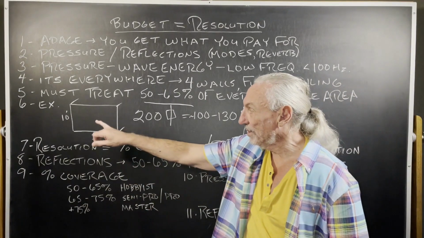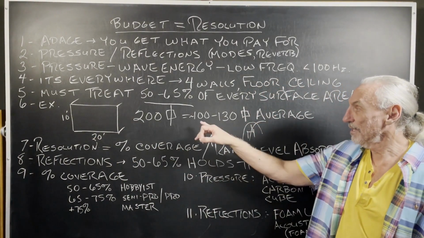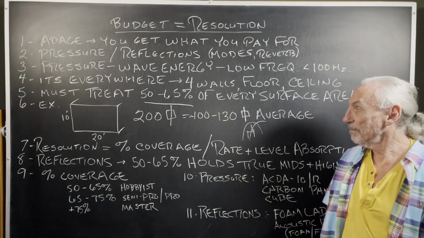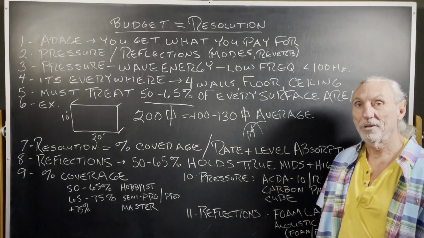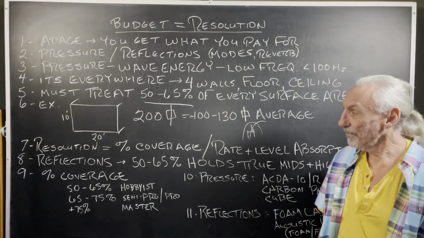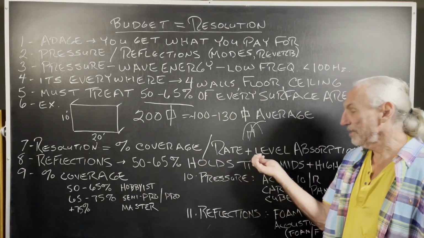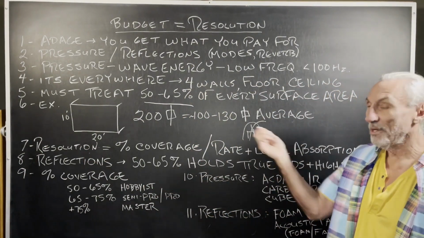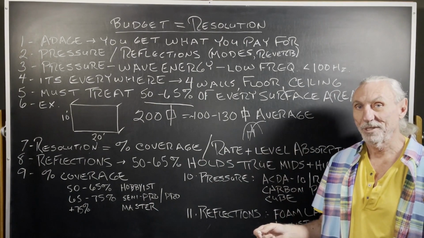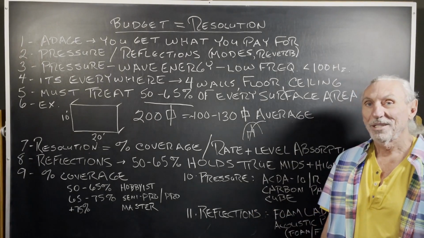Take a typical surface area, 10 foot high, 20 foot long, 200 square feet. Applying our formula, 50 to 65%, 100 to 130 square feet, average. Okay? We work with resolution. It's always coverage, rate, and level of absorption. Those two things have to go together. You might cover enough surface, but if it doesn't have the right rate and level of absorption, you'll fall short.